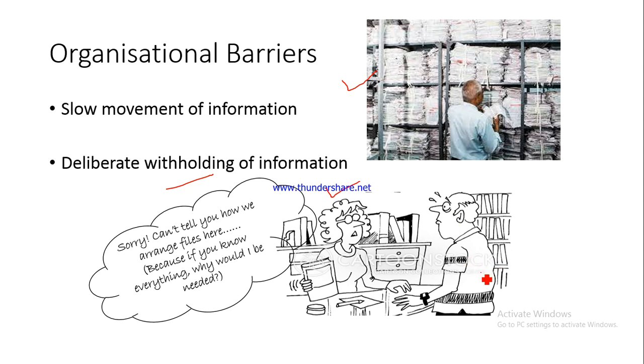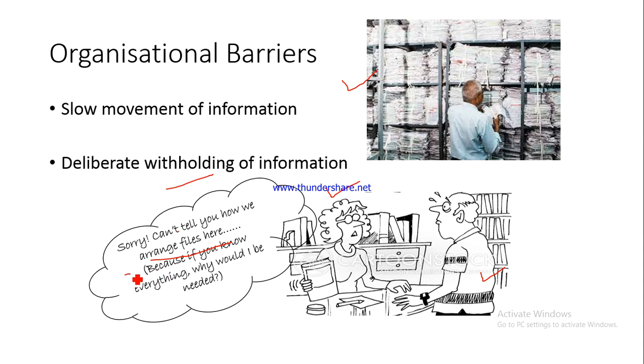Now this is a new guy who has probably joined this particular organization, and he's asking for some information. What does this lady say? She says, "Sorry, can't tell you how we arrange files here." So basically this guy must have asked her as to how you arrange the various files. So she is responding that she would not be able to disclose this particular information.